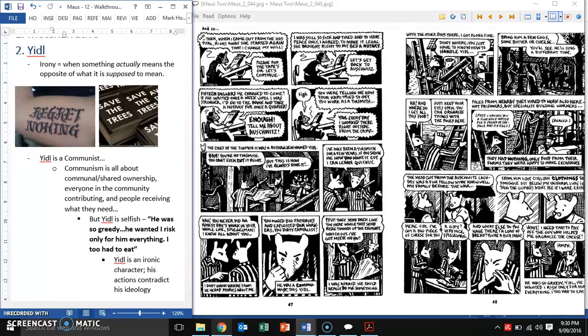One of the ways you might use a character like Yiddle in your essays is using him to discuss the theme of survival, because he puts survival before ideology, or even to discuss the animal metaphor, to show us how not all mice are really on the same side. Despite being Jewish, there are differences. This guy's Russian, Vladek's a Pole.